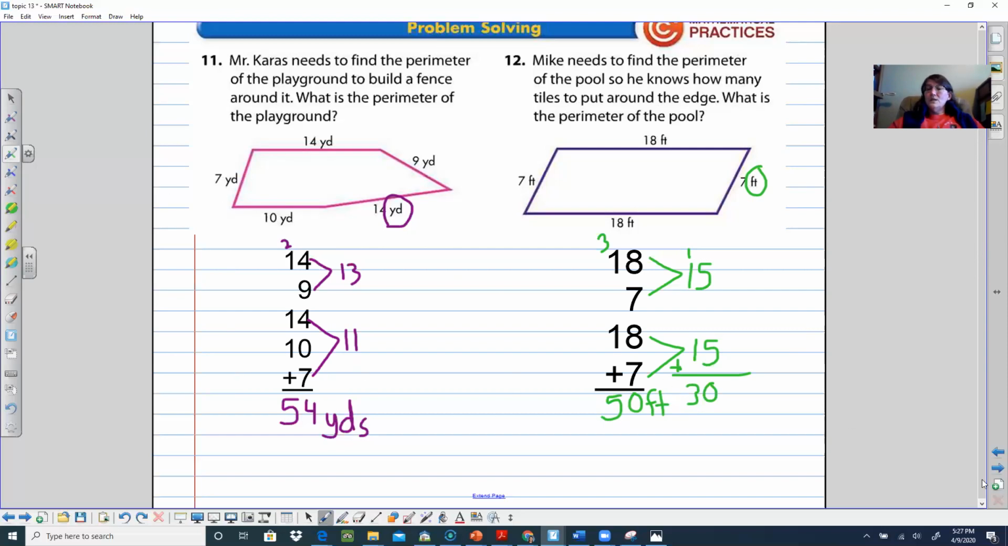Okay, let's go to our next page. If you need to pause to finish copying this, please do so. Remember, this is not just watch Mrs. Mears work. You need to be copying this down and doing it with us on paper.